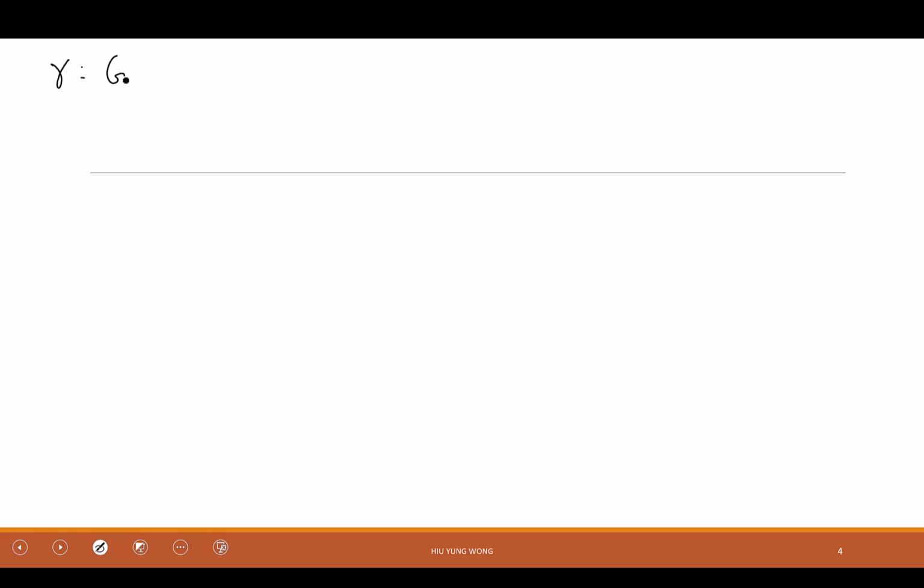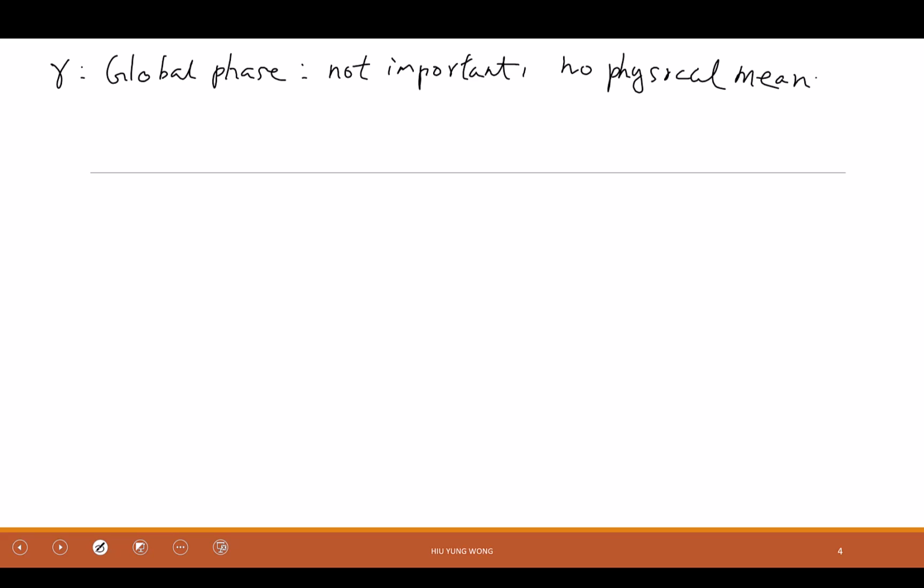Gamma is the global phase. What does it mean? It means it is the common phase for both 0 and 1. Okay? This is not important. Okay? It has no physical meaning. Why? For example, if I ask you the expectation value, which we learned earlier already, right?